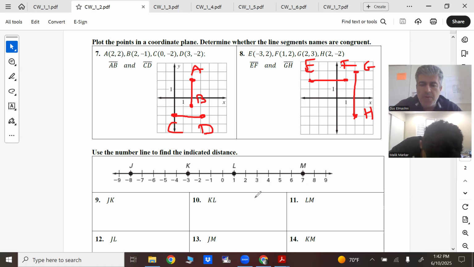Okay, so let's go through 9 through 14. Are you able to write on the screen? You should see an icon for annotate with a little pencil. Yeah, if you can go and try 9 through 14, just figuring out the lengths of each of those segments. I just need to use the restroom really quick. I'll be right back. Okay.